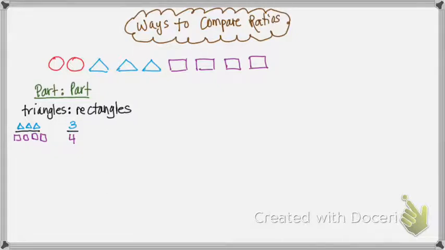So in addition to writing it as a fraction, remember my other options would be 3 and then the word to, that's our comparing word, 4. So the order of the words that they want us to compare is the order that we write them. Keep that in mind. And then we can do the colon.